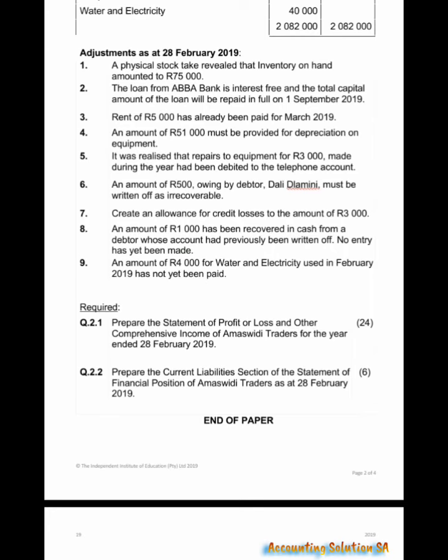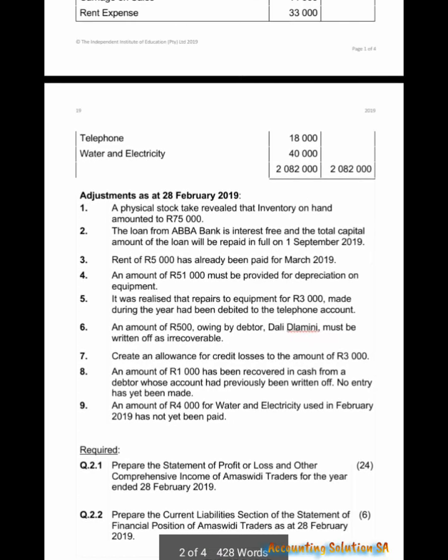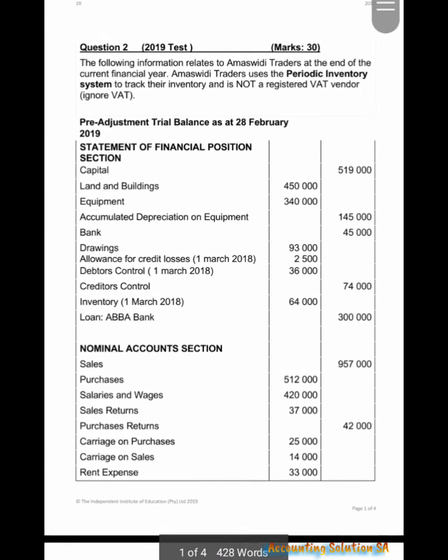So it's 24 marks. Then question 2.2, they said we have to prepare the current liability section of the statement of financial position of Amaswidi Traders as at 28 February 2019. Then it's only 6 marks. Okay, let's start with the income statement.